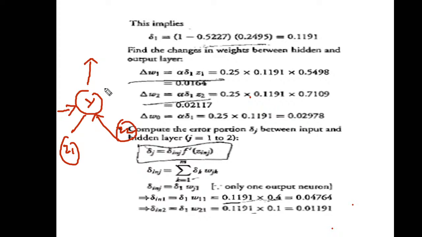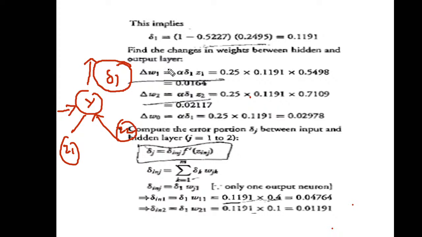So now we will calculate the error, because there is a difference between your actual output and the target output. If you see the diagram, Y is there, and from here we are getting the output, and here z1 is there, z2 is there, and there is one bias. Since there is only one y neuron, only one error we are going to calculate, that is delta 1. Here delta 1 is denoted as the error.